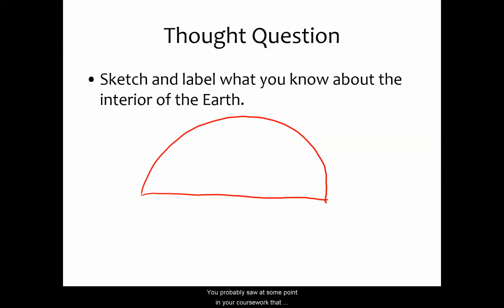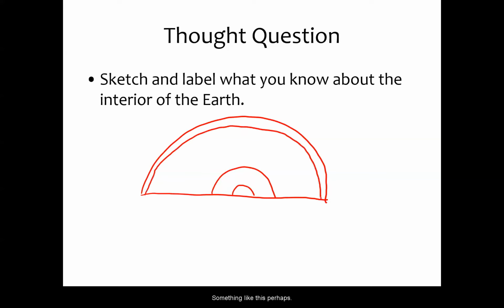You probably saw at some point in your coursework that Earth was made of some sort of set of layers, kind of like an egg or a peach or something like that. Something like this, perhaps. And then at some point you probably thought that, oh, well, in here is all the hot lava, and there's something going on in the core, and I saw some movie about the core at some point where they blew it up and saved Earth or something like that. I don't really know. The point is that you know probably that Earth is made of layers. And we're going to talk about what these layers are and how we know what those layers are and what they're likely made of.